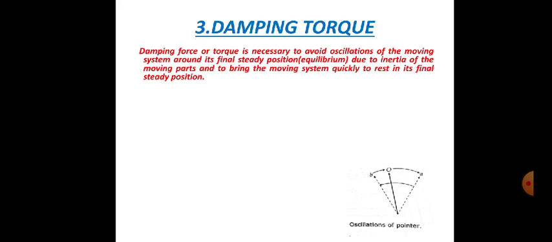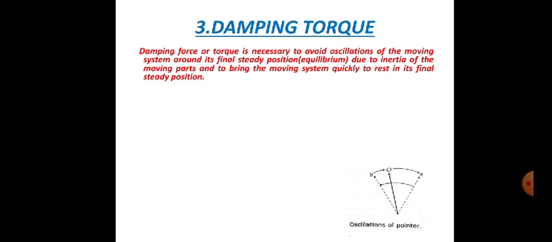But again, due to inertia of the moving parts, it overshoots and goes to point B instead of point O. Now, at point B, the deflecting forces are greater than the controlling forces, and it again tries to bring the pointer back to its steady position, that is O. And in this way, the pointer oscillates in and around the final steady state position. Now, these oscillations are not at all desirable, because these oscillations make the process of taking the reading very tedious and time taking. So, we would always want the pointer to come to its final steady state position as quickly as possible without any oscillation.